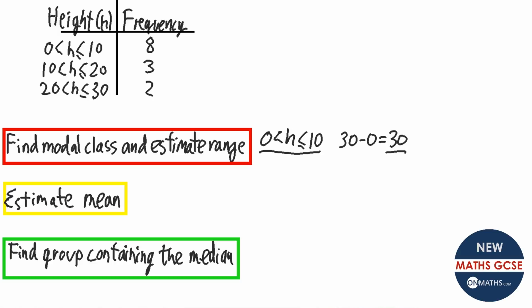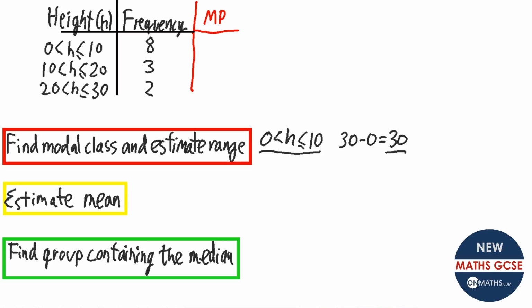Now we're going to estimate the mean. So we're going to do the same as we did before, but this time I can't do 0 to 10 times 8, so I've got to do another step first. And this other step is finding the midpoint. So instead of 0 to 10, I've got to pick a number that represents that group. Well, if I pick 0, then I'm assuming they're all really low. If I pick 10, I'm assuming they're all really high. The best number to pick is the midpoint, and it's the one you'll be expected to pick in the exam.